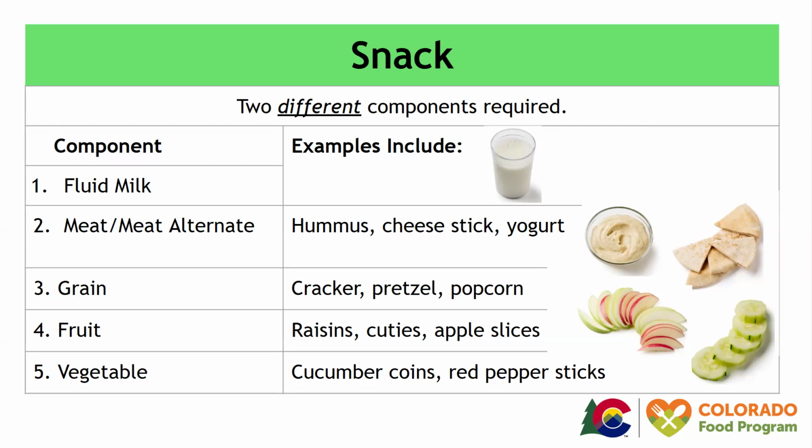Some common foods we see at snacks include hummus, cheese stick, yogurt, crackers, pretzels, popcorn, raisins, cuties, apple slices, cucumber coins, or red pepper sticks. These are all allowable components for snacks.